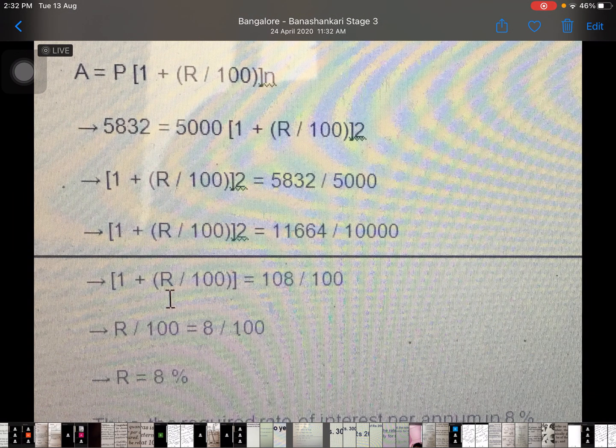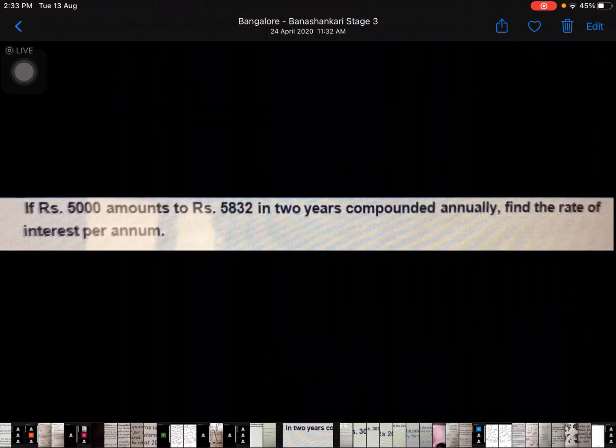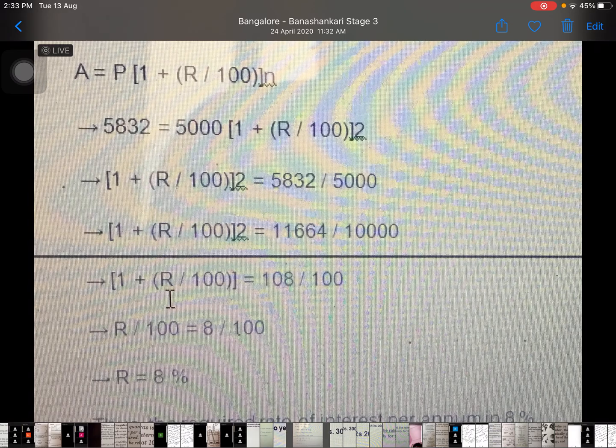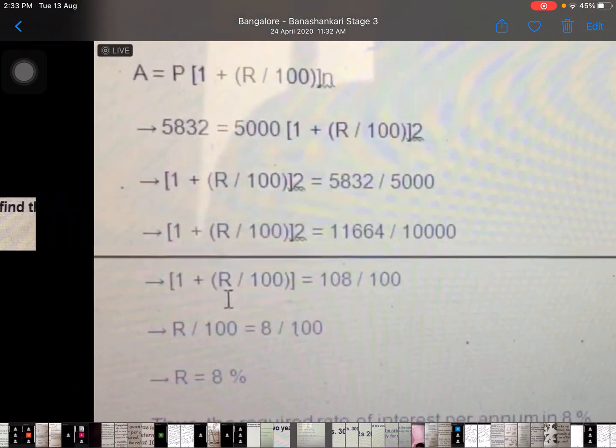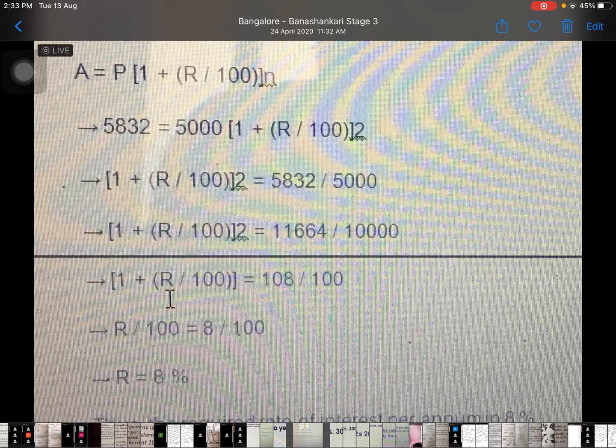So the formula is given as F is equal to P into 1 plus I whole raised to the power of n, which can also be taken as A is equal to P into 1 plus I whole raised to the power of n. He says 5832 is the amount that has increased from 5000, which has got compounded. So 5832 is equal to 5000 into 1 plus r divided by 100 whole raised to the number of years, being 2 years. On reducing, r will become equal to 8%.